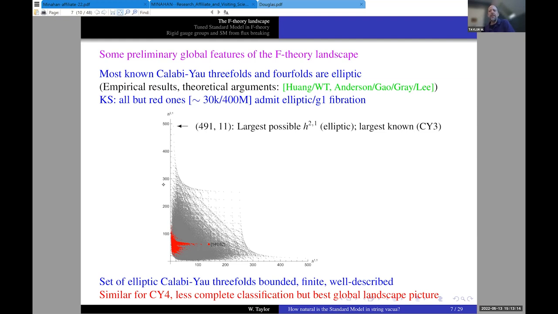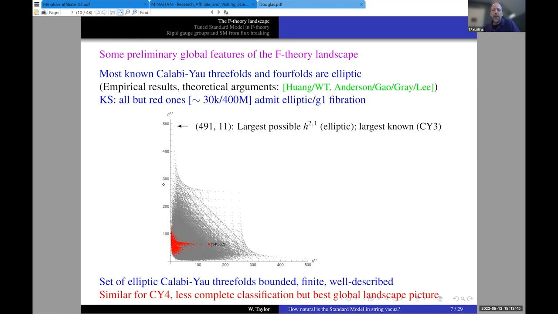So basically the point I want to emphasize here is that the set of elliptic Calabi-Yau threefolds is bounded, it is finite, and it is very well described. And the same is true for elliptic Calabi-Yau fourfolds. The classification is less complete. There's a picture which looks a bit like this, which is only a part of what you get even torically. And I'll come back to the question of how many toric bases there are that support elliptic Calabi-Yau fourfolds.